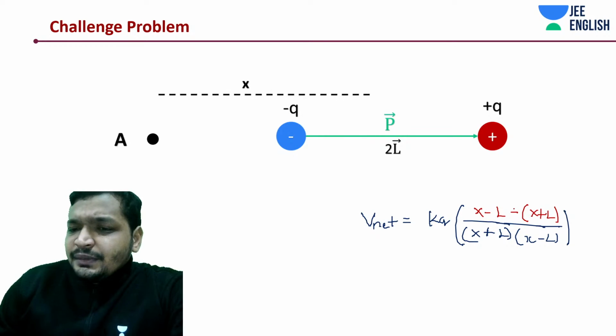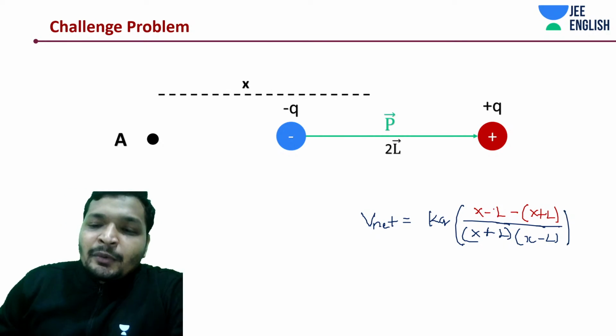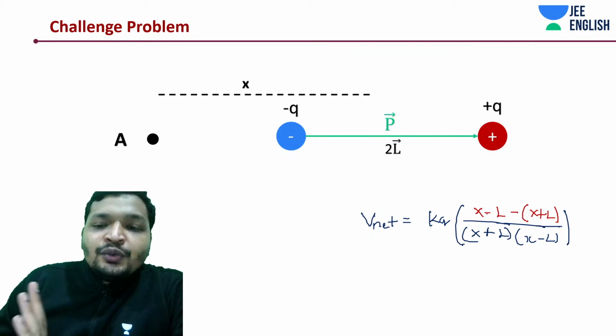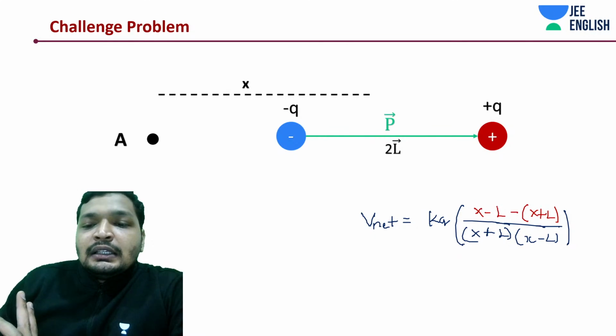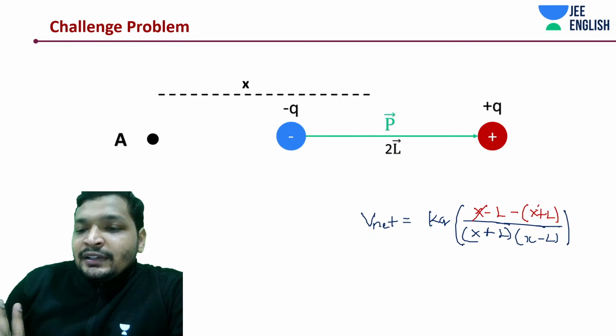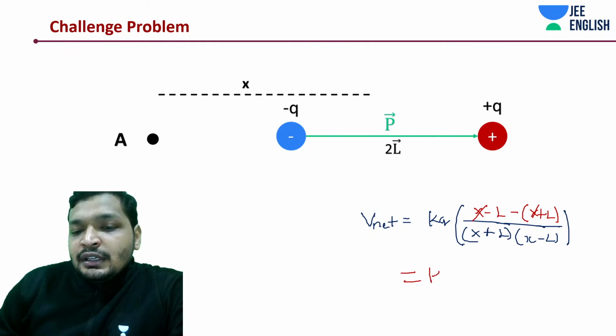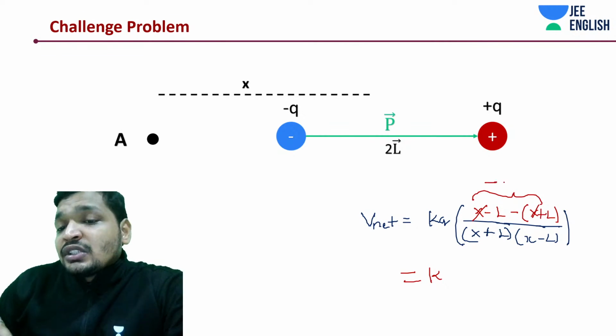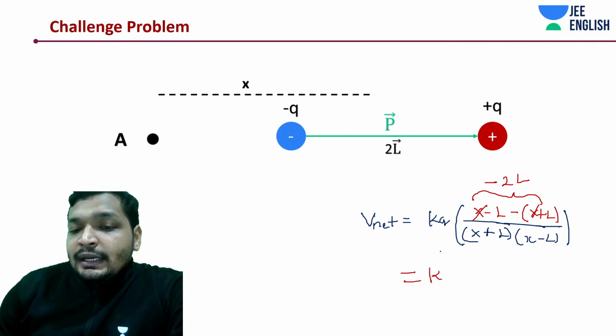Minus of X plus L. Is that what we said? It's not about direction, it's just about magnitude. P here is just Q into L, isn't it? X into X anyway would get cancelled as usual. What would you have? K into this entire term would become minus 2L, right?